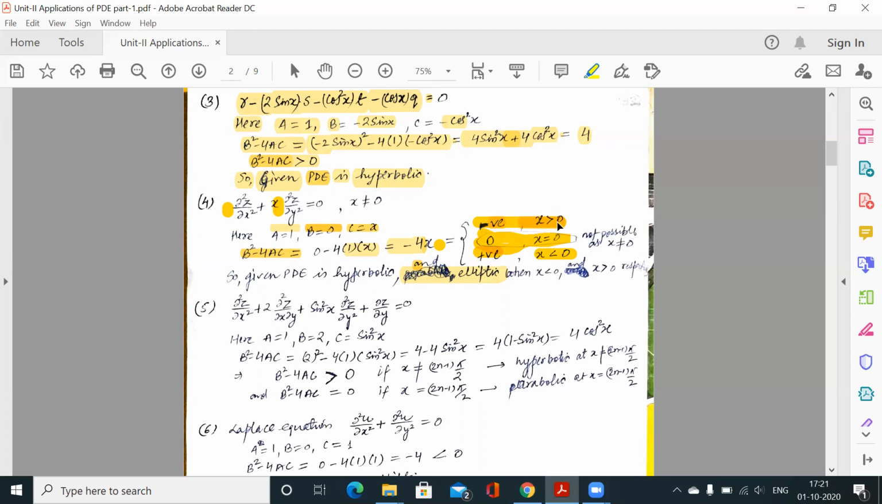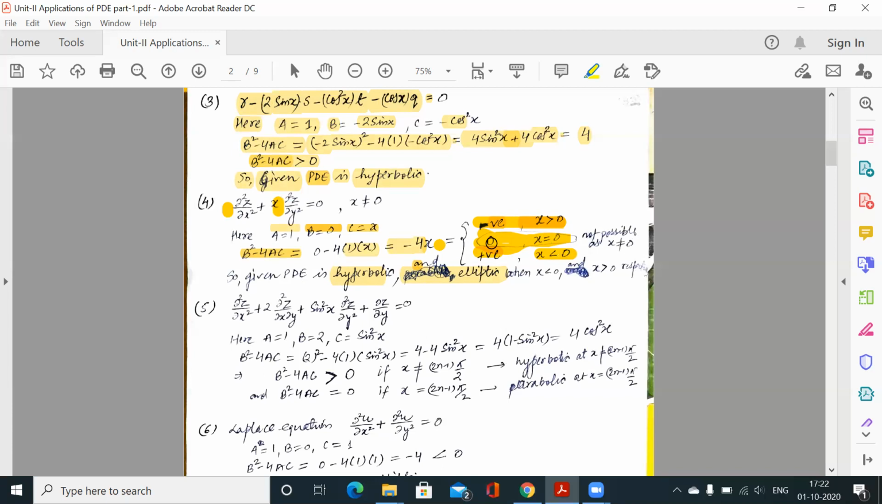When x is greater than 0, we need to see the b square minus 4ac value. It is negative, and negative means the elliptic case. So the equation would be elliptic. And when x is less than 0, we get a positive b square minus 4ac value. Positive means hyperbolic. And for x equal to 0, we get b square minus 4ac as 0.